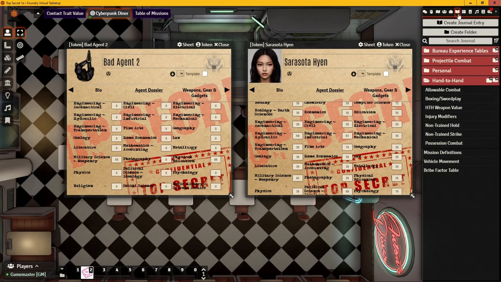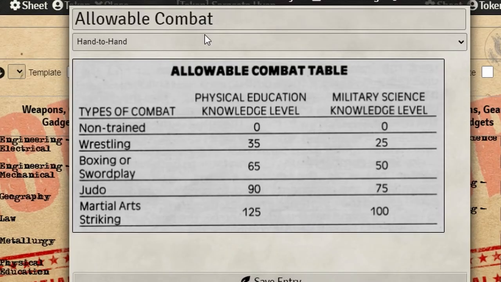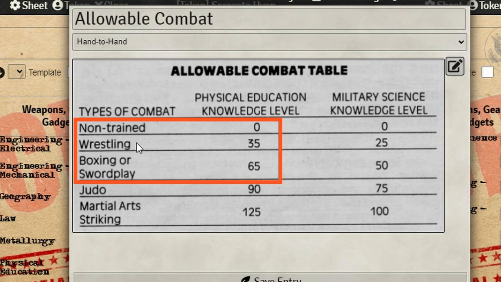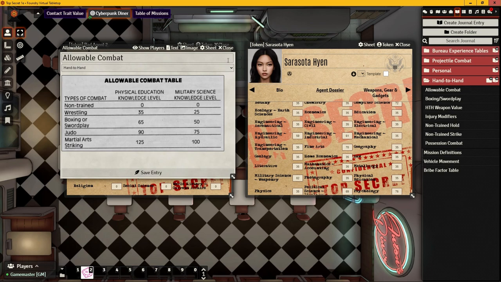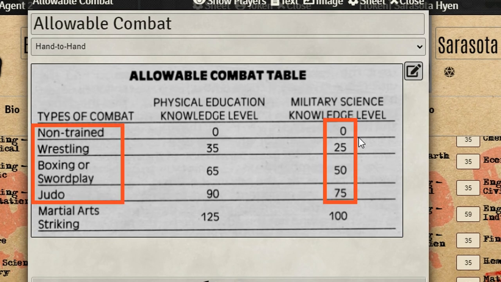Now we're going to pull up the allowable combat table. We're going to see who can do what. With a physical education of 65, the bad agent can engage in boxing, wrestling, or non-trained. Judo and martial arts are beyond him. If we go to this other side here for military science, for Sarah, because her military science is higher, it looks like she is able to engage in non-trained, wrestling, boxing, and judo, or swordplay right here. So she's able to engage in four different types, even though non-trained is not really a style.